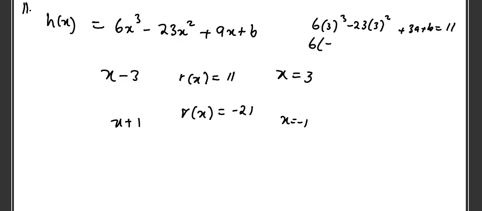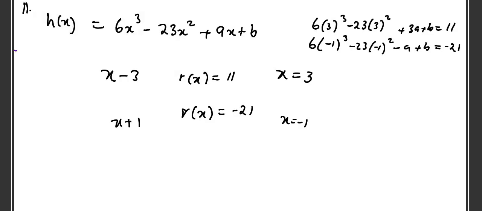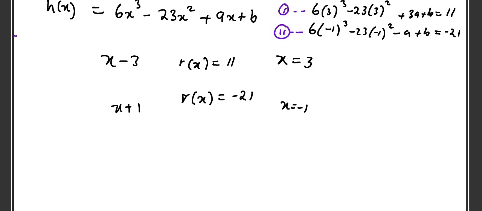So 6 times -1 to the power 3, minus 23 times -1 to the power 2, then minus a, then plus b. This is equal to -21. So you have the two equations here. We have equation 1, and then this is going to be equation 2. We can now solve them simultaneously. Before we do that, we have to simplify them though.